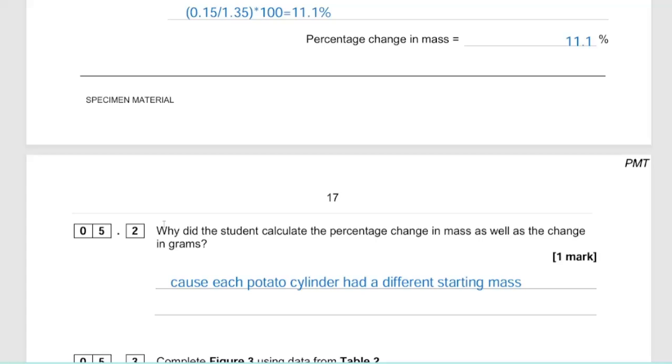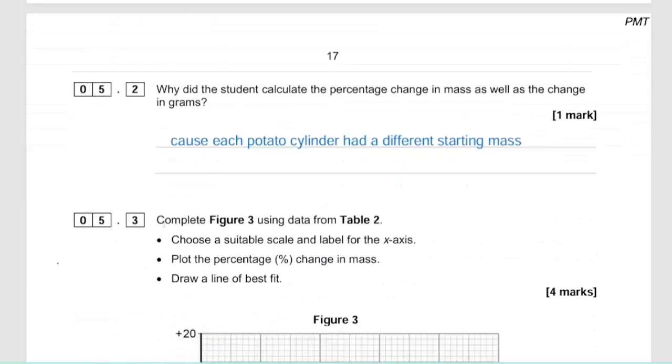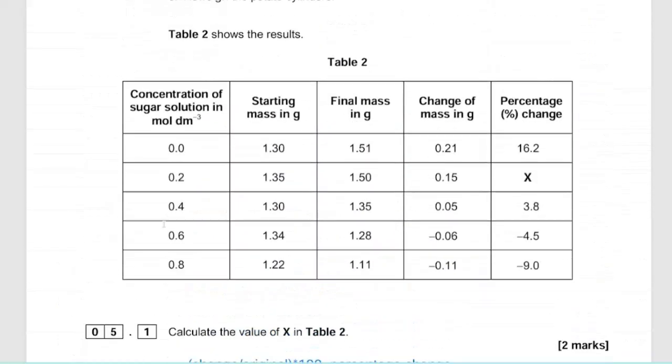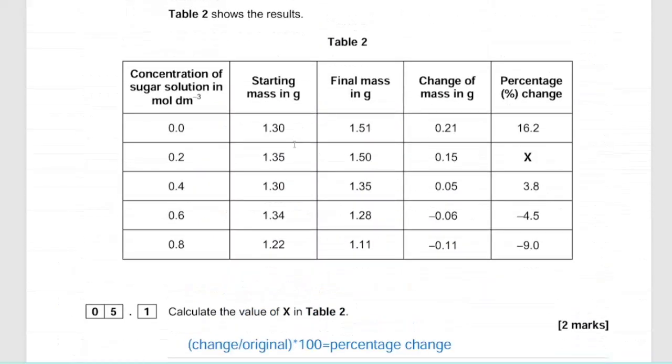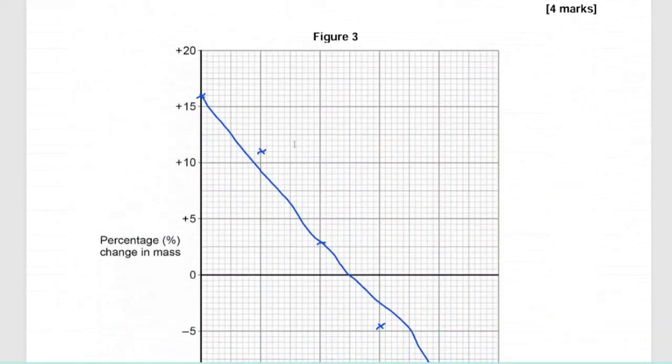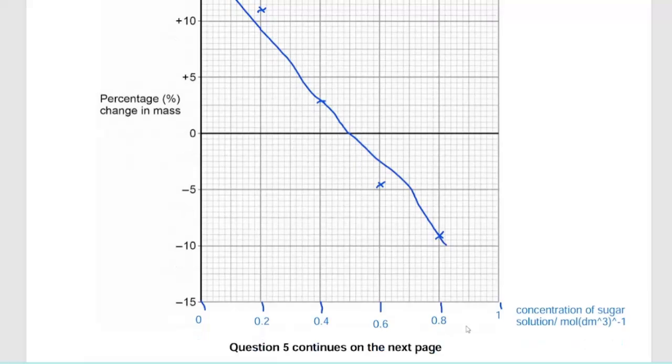If you have an absolutely giant potato cylinder, or just a regular potato, it's going to lose a lot more mass. However, the percentage change wouldn't actually be that different. So it's the percentage change that matters, not the actual change in weight. And then we're expected to complete figure 3 using the data from table 2, and put percentage change against concentration of sugar solution.